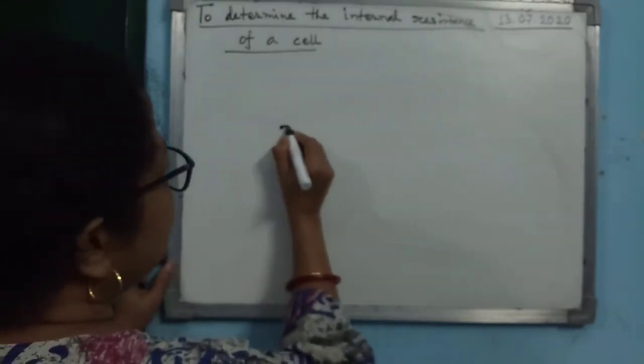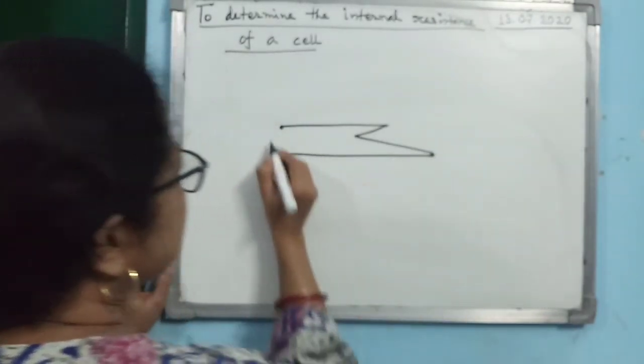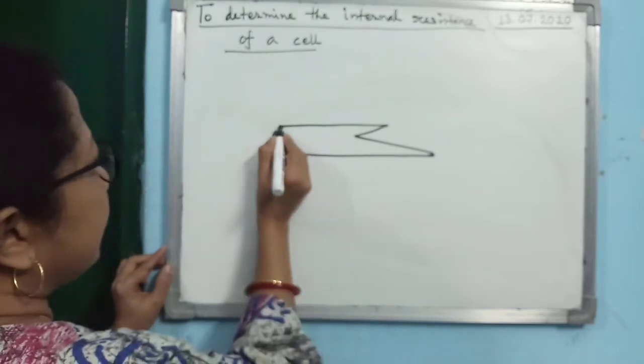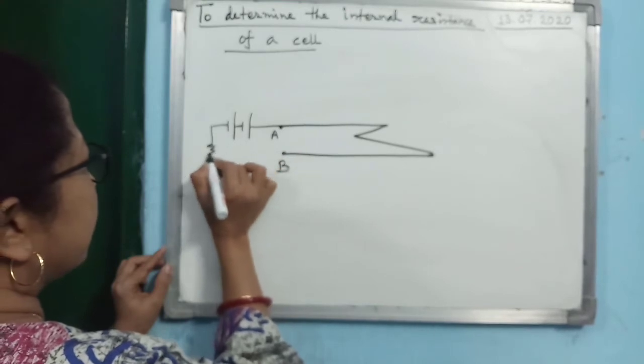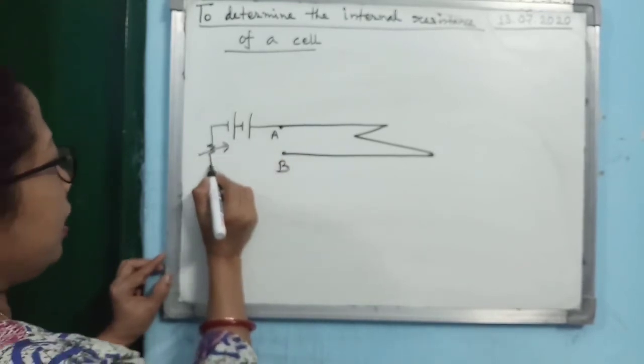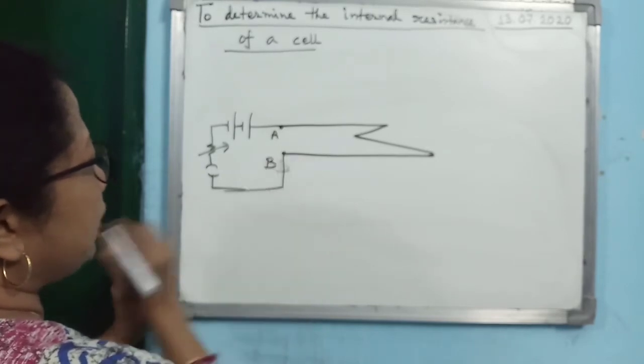Now the next experiment is to determine the internal resistance of a cell by using a potentiometer. So again, what will be the circuit diagram? You draw the potentiometer. This is the potentiometer AB. Then again the constant current circuit, means a battery, a rheostat and a key connected between A and B.